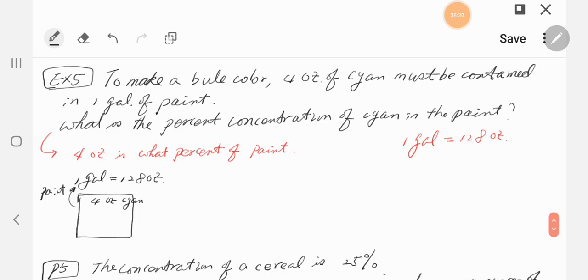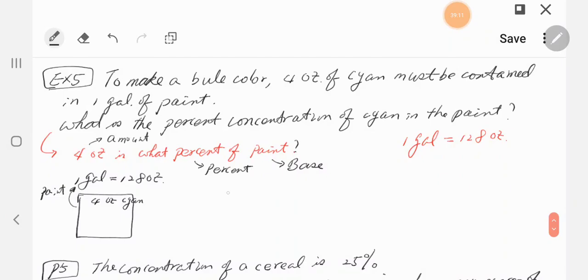So this question means, let me rewrite the question. The question is this: 4 ounces of the cyan is what percent of the paint? So that's the question. Isn't it percent? So we are looking for the percent out of this paint amount. The paint is 1 gallon. So this is the base, right? Base, which is 1 gallon. And this is the percent. And 4 ounces is the amount of cyan.